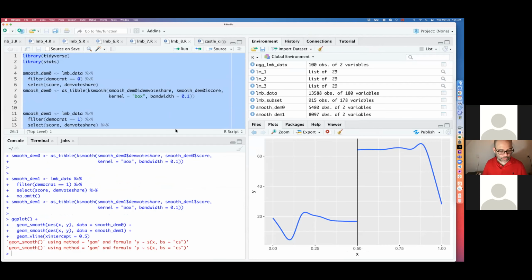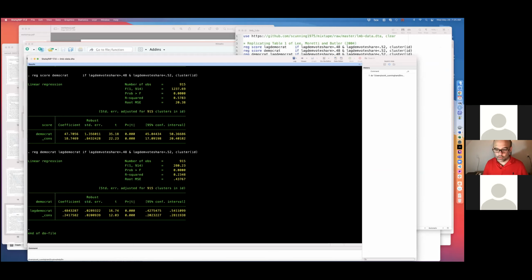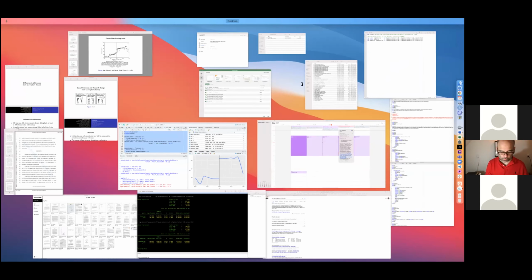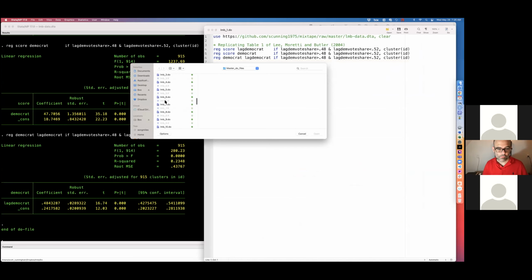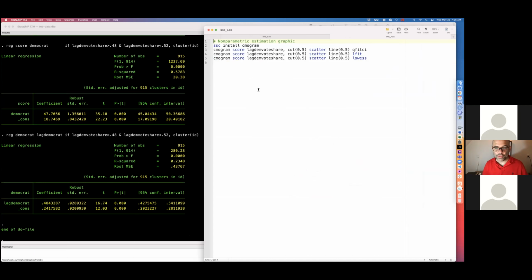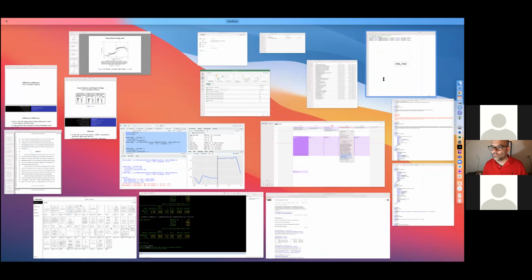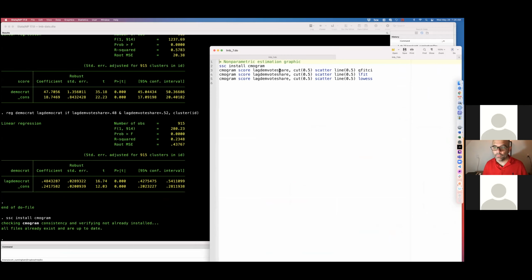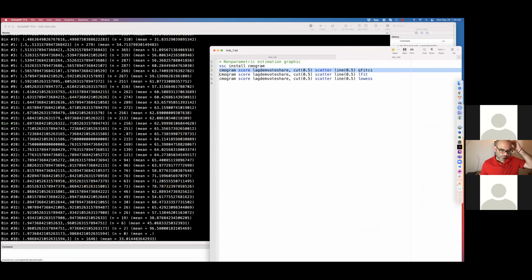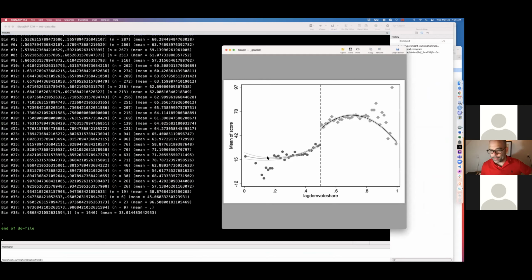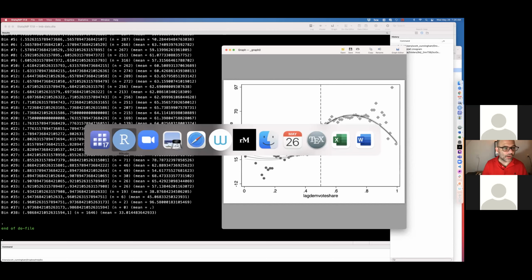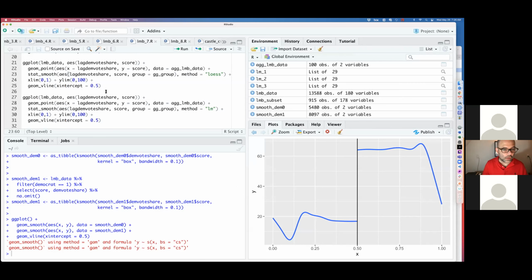Oh, shoot. All right, this one I'm going to have to do in Stata. Let me show you this. Okay, so we'll look at this one here. There's the fit. Here's the fit. I think in R, what I did was probably, oh, here it was.